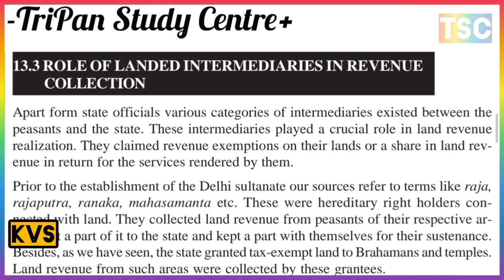In the period before the establishment of the Delhi Sultanate, our sources refer to terms like Raja, Rajaputra, Ranaka and Mahasamanta, etc. These were hereditary right holders connected with the land. They collected land revenue from the farmers of their respective areas and sent a part of it to the state and kept a part with themselves for their subsistence.